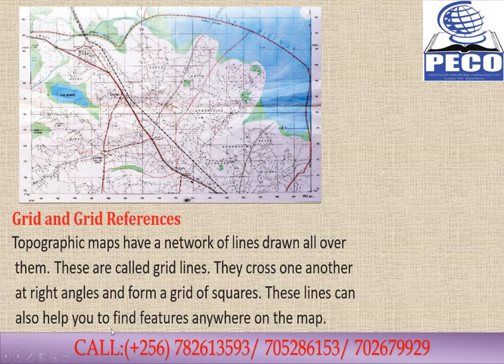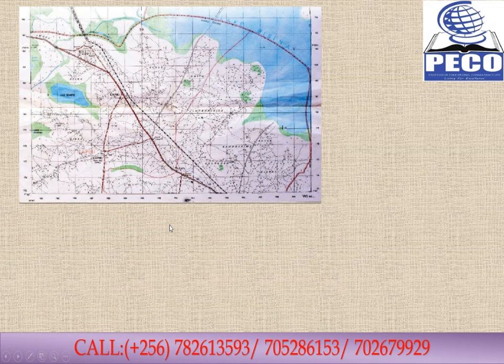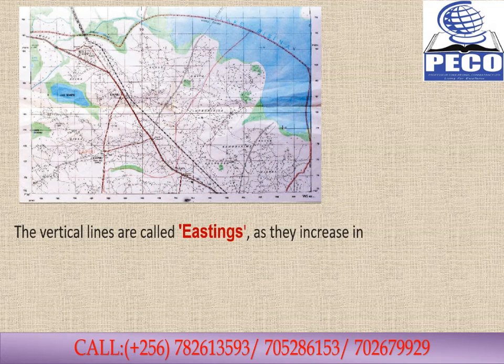These lines can help us to find features or to locate features anywhere on this map. And that process of locating and finding places on the map is what we are going to refer to as the grid references. And in map reading, we are examined against what we call the grid reference method, not the place name method.